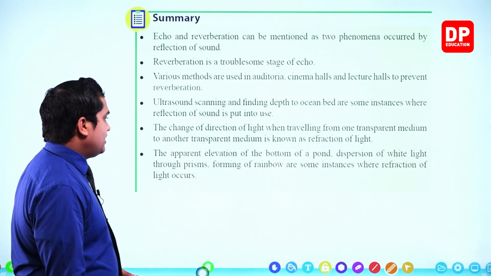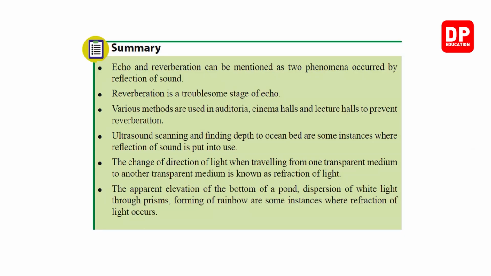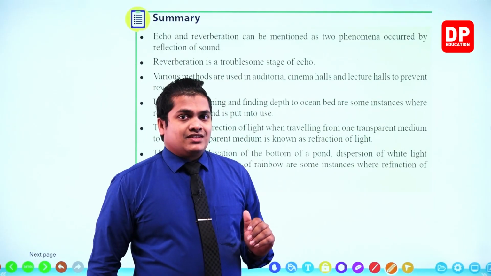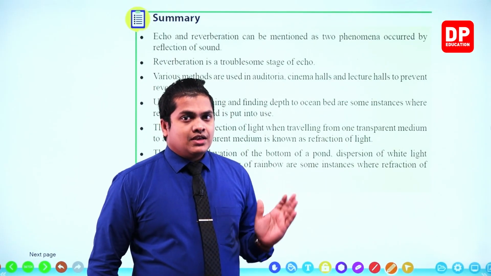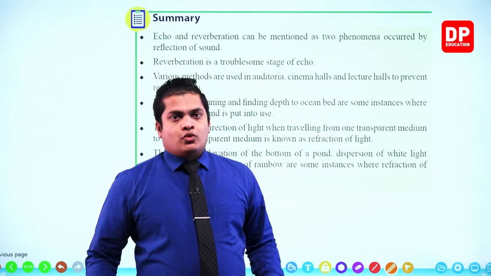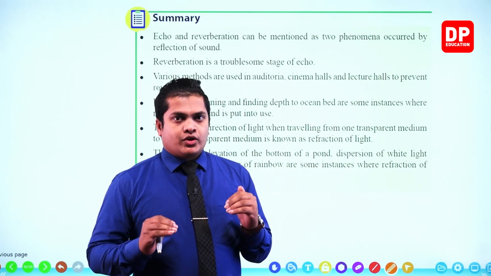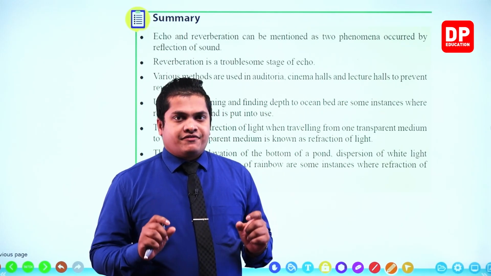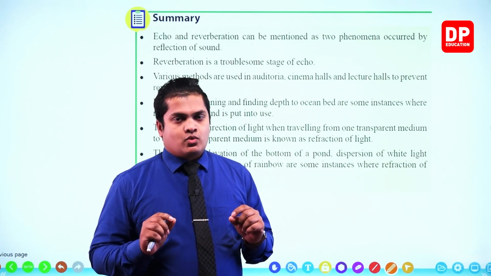Then, my dear children, finally we studied the apparent elevation of the bottom of a pond, and the dispersion of white light into 7 different colors through prisms forming a rainbow, which are some instances where refraction of light occurs. And not only that, the occurrence of a mirage is also a result of refraction of light. So these are the things that we have learned within this chapter, my dear children. I hope that you got a good idea about the lesson refraction and reflection of light and sound waves.